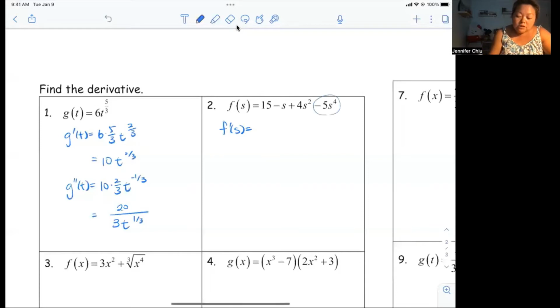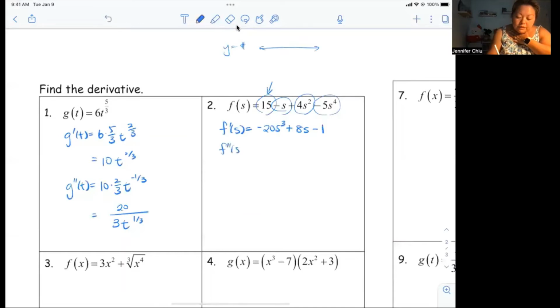So negative 5s to the 4th now becomes negative 20s to the 3rd because you drop down the 4 and you subtract 1 from the exponent. And then positive 4s squared now becomes 8s. Minus s, there's a coefficient, so minus 1. And then 15, what is the derivative of a constant? It's 0. Think about it as a constant. When a function is a constant, y equals a number, it is a flat line. What is the slope of that? It's 0. So anytime you have a constant, the slope is 0. So the constant is gone.